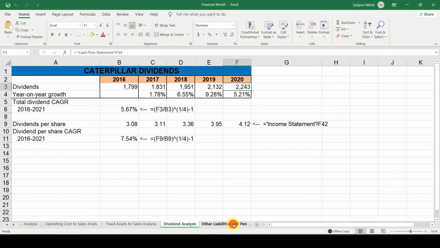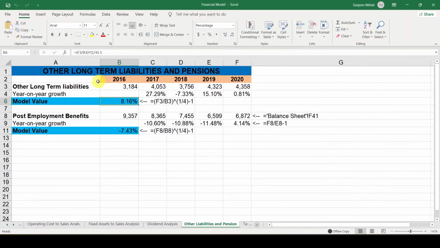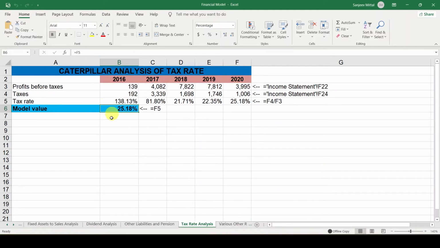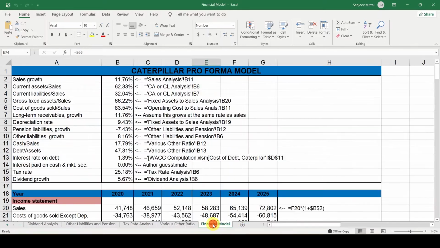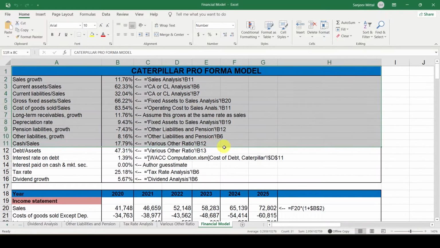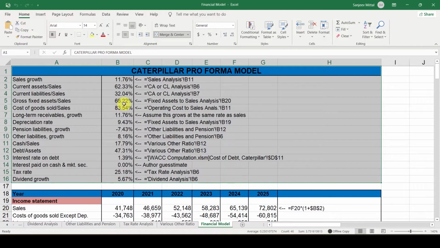And once we are done with that, we shall simply go and model our other long-term liabilities and pension for the company. Once we have done that, we shall do our tax analysis here also. And after the tax analysis, the remaining certain ratios about the company shall be calculated. Once we have done all that, we shall go to our financial model as you can see. This whole financial model is a Proforma financial model which shall cover all the major ratios for our projection.